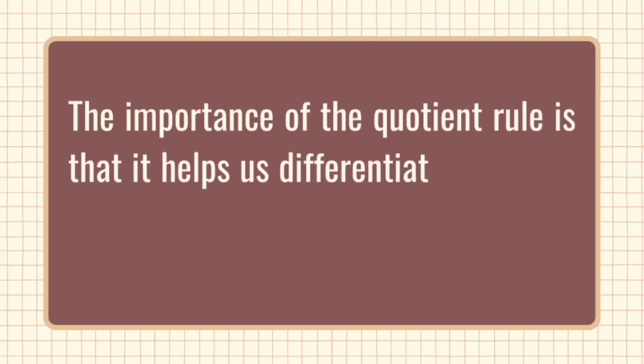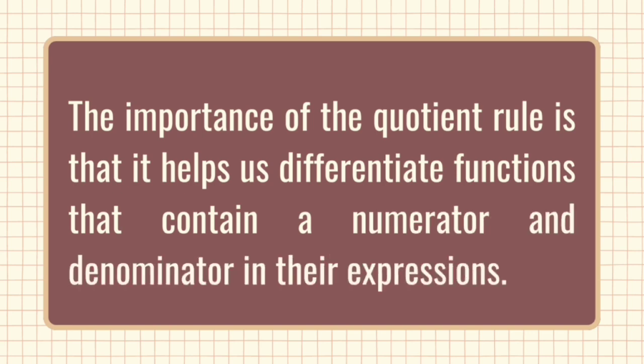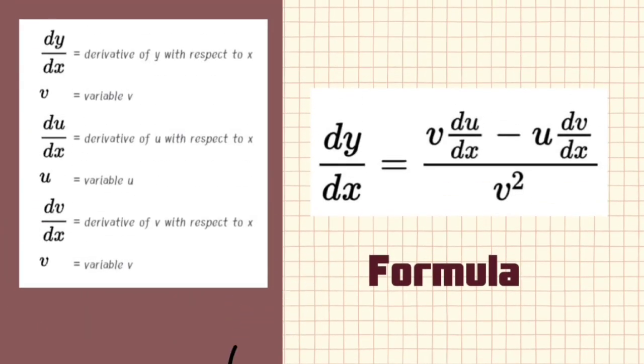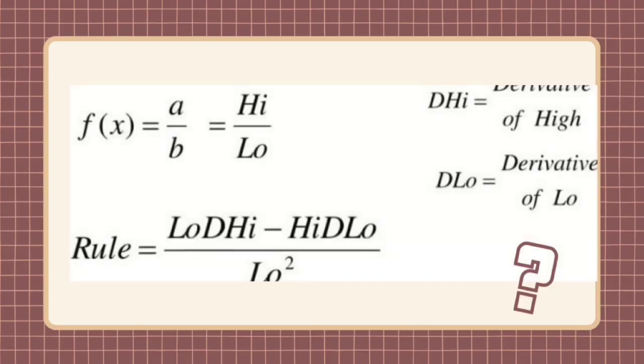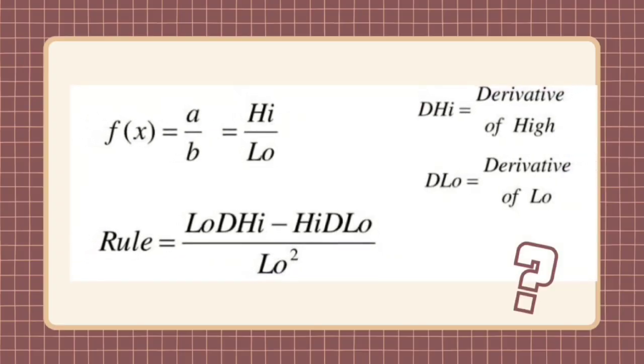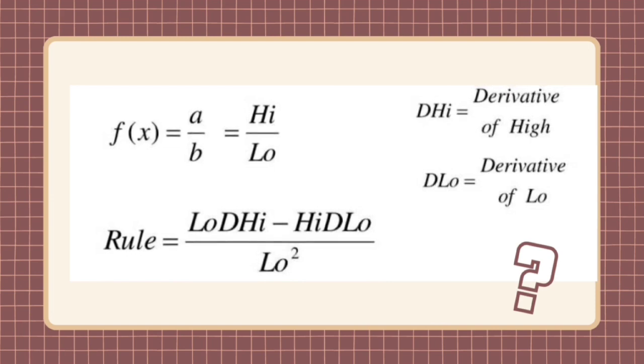The importance of quotient rule is that it helps us differentiate functions that contain a numerator and denominator in their expressions. So what is the formula of the basic derivative of a quotient rule? The formula is the derivative of u over v is equal to v du minus u dv over v squared. In short, para mas mabilis nating tandaan, low d high minus high d low over v squared.